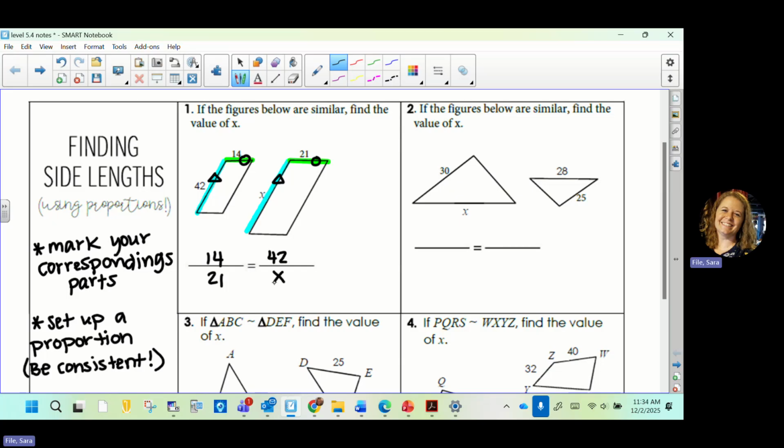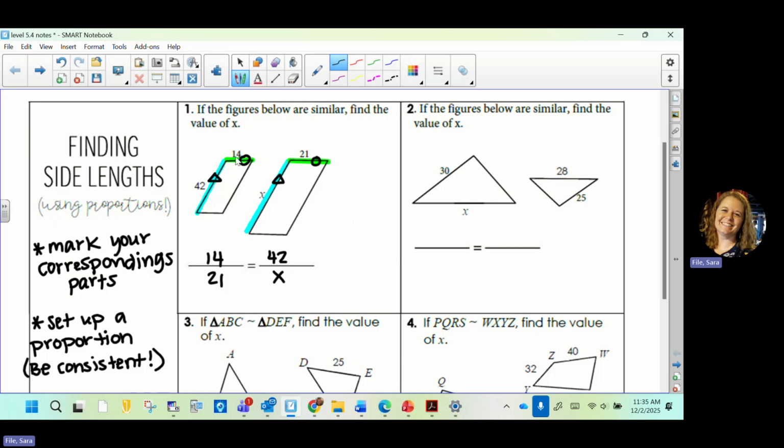That is not the only correct proportion. Okay, I'm going to put some others here along the side, other ways you could have done this. Instead of going left to right with corresponding parts, you could have flipped that. You could have gone right to left. You could have said 21 over 14 and x over 42. So you could simply flip both of those.